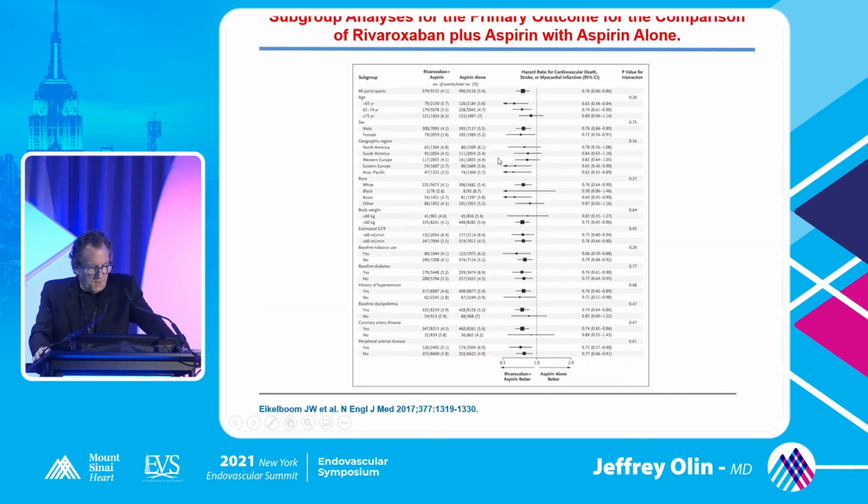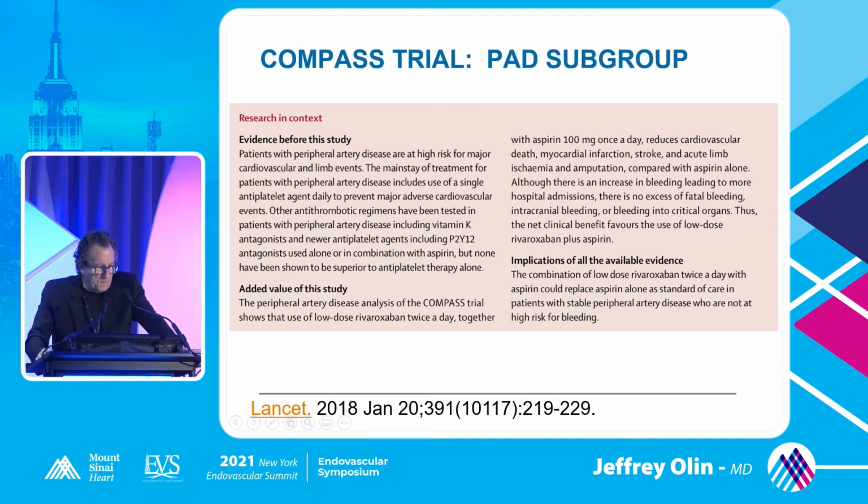And if you look at the subgroup analysis, every single subgroup lines up on the side of aspirin and rivaroxaban. Age, diabetes, geographic region, race, weight, etc., GFR. So a second and a third paper were then published in The Lancet, and I'm just going to show you one of those. This is the PAD subgroup.